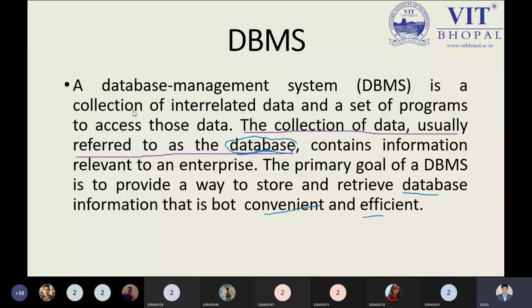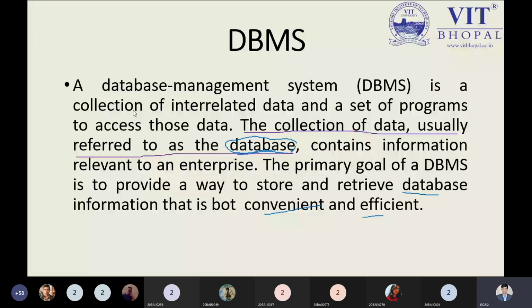It contains information that leads to the organization. The primary goal or aim of the database management system is to provide a way to store information and to retrieve the information as required. From this point we start the database management system, and this is a concise description of it.